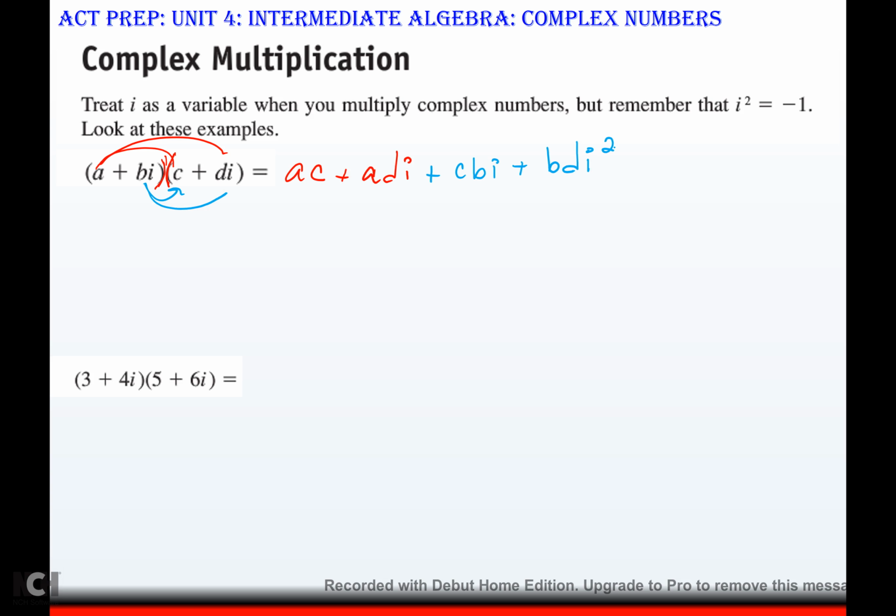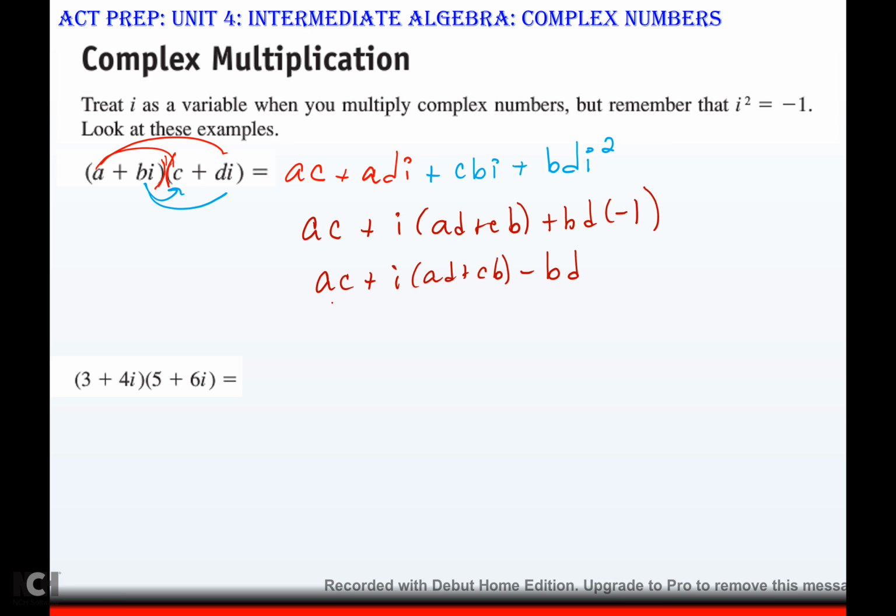bdi squared. And then how you simplify this, if you want to pull the i's out, you'd have ac plus i times ad plus cb plus bd times -1, which makes ac plus i times ad plus cb minus bd. Okay, that would be that simplified.